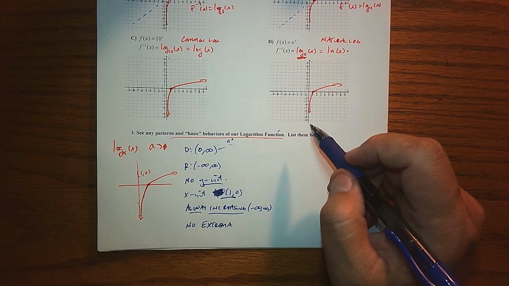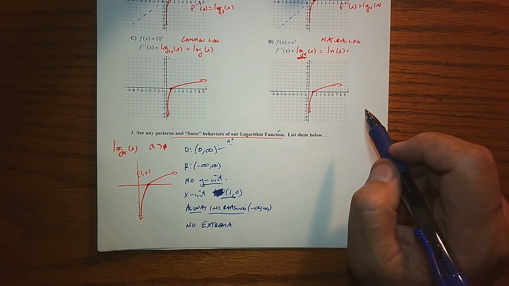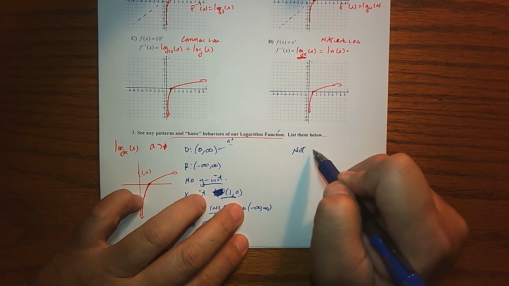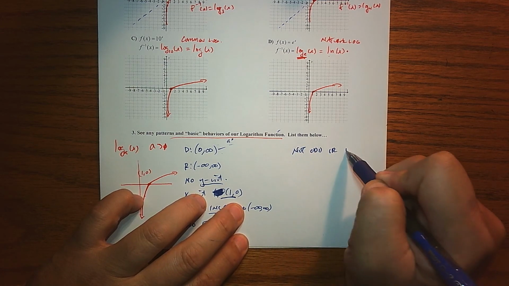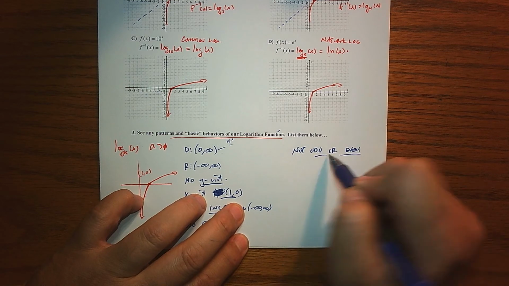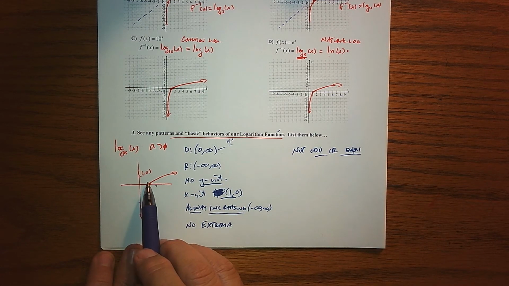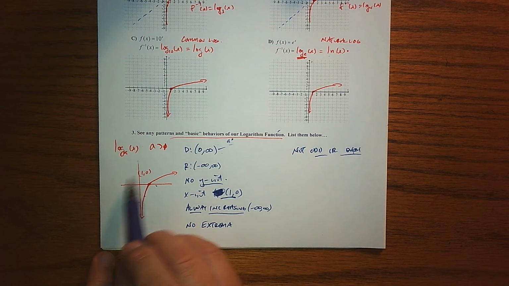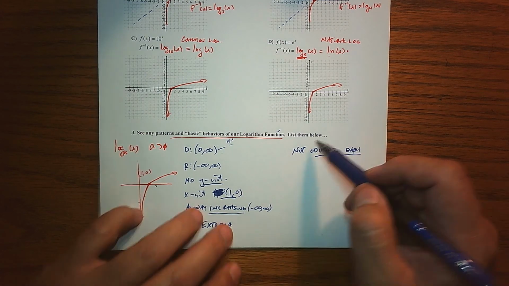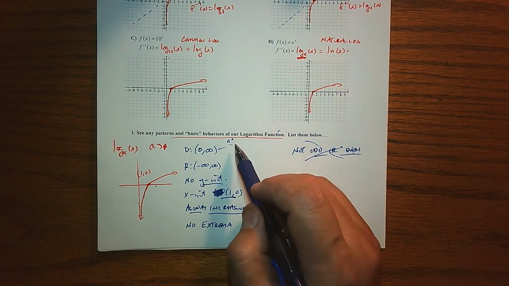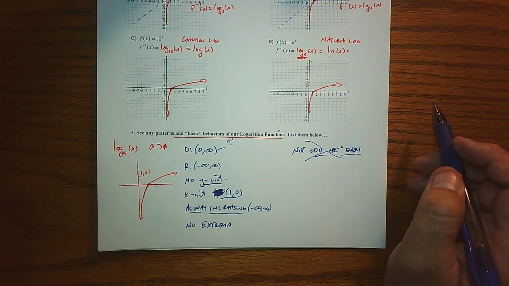Another thing that we can gather from this is it's not odd or even. It fails both our tests for that, right? To be even, it has to be symmetrical about the y-axis, and it's not. To be odd, it has to be symmetrical about the origin, which it's not. So we have another function that's not odd or even, just like our exponential function.